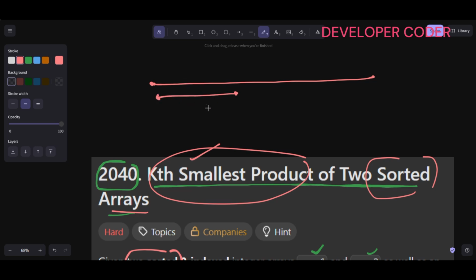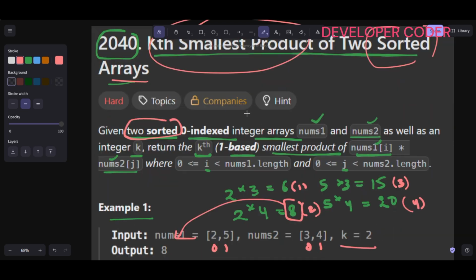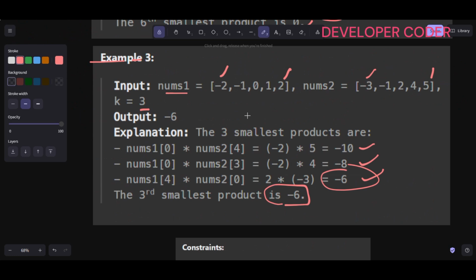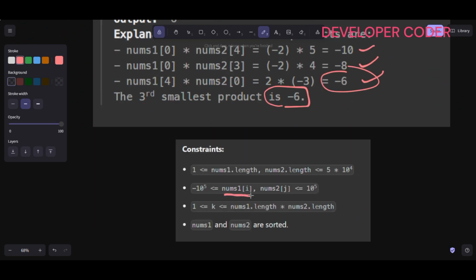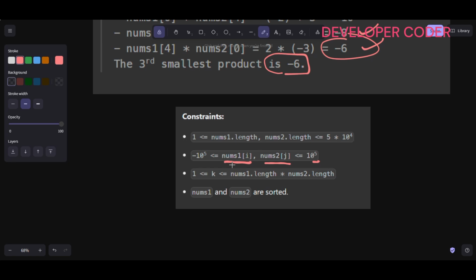Okay, so what I can do here, I can simply think about binary search. Okay, so here if you see the constraints, nums1 of i value is from minus 10 raised to power 5 to 10 raised to power 5. Okay, and nums2 of j value is also from minus 10 raised to power 5 to 10 raised to power 5. Okay, so here I'm doing the multiplication, right? So when I'm going to get the minimum value, what am I going to get? So here 10 to the power 5 into 10 to the power 5, and the negative of this is the minimum value that I can get.